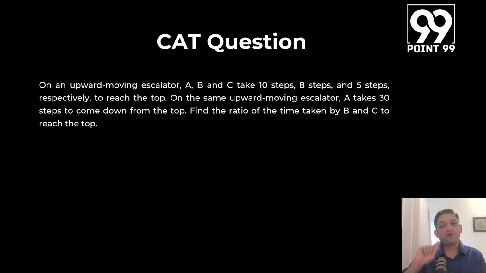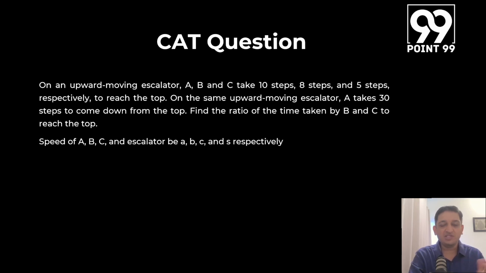On the same upward moving escalator, now A takes 30 steps to come down from the top. तो वो against the escalator काम कर रहा है. You have to find the ratio of the time taken by B and C to reach the top. Again, not a difficult question. If you understand and you can put it on your paper as to what you have read here. The first thing you have to do is you have to assume some variables.